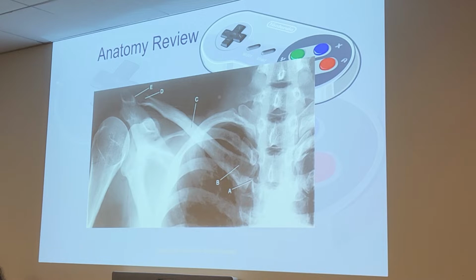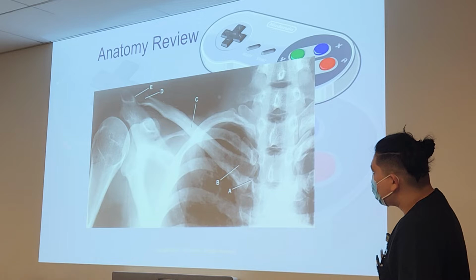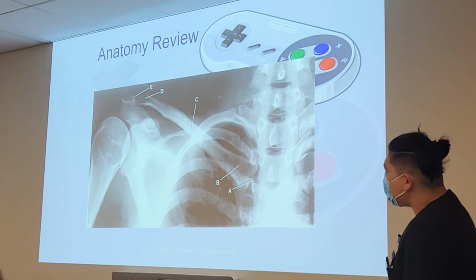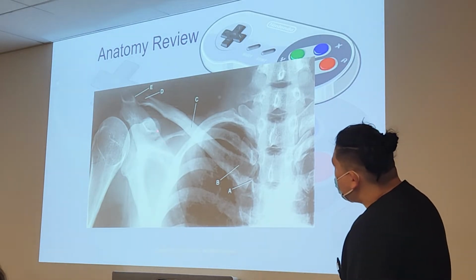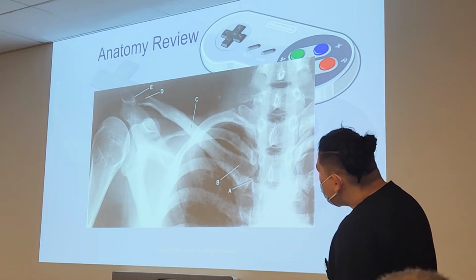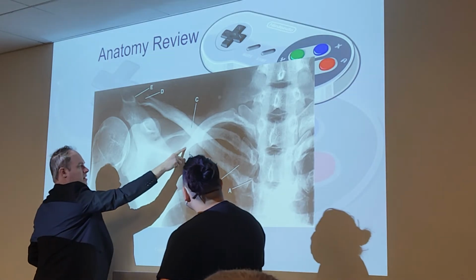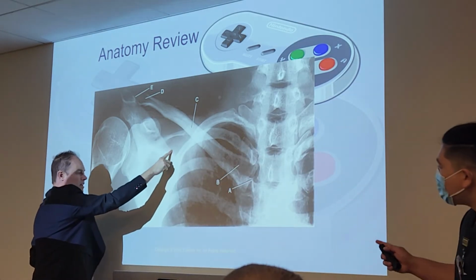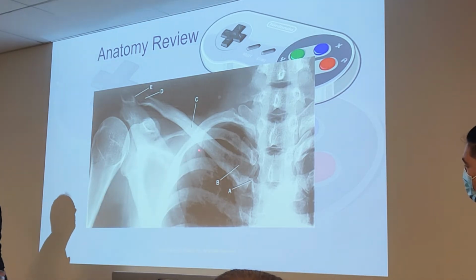A good point to bring up though. Any other anatomy you want to add in there? It's portions of the scapula. Yeah, so right here is the lateral border of the scapula. You can kind of make out this little indentation here, the scapular notch. And the medial border. Very good.